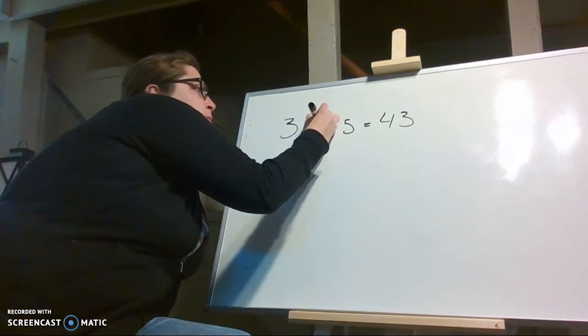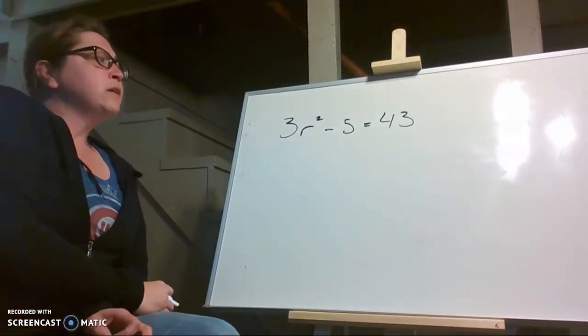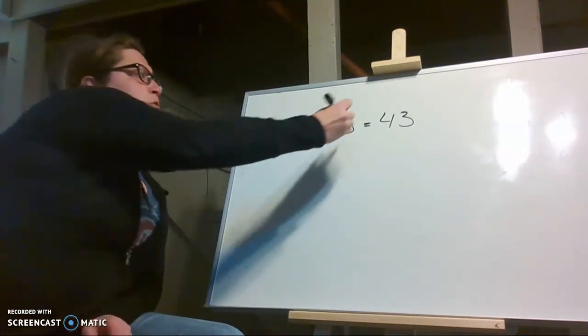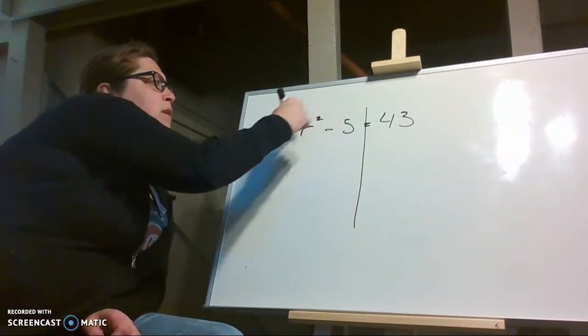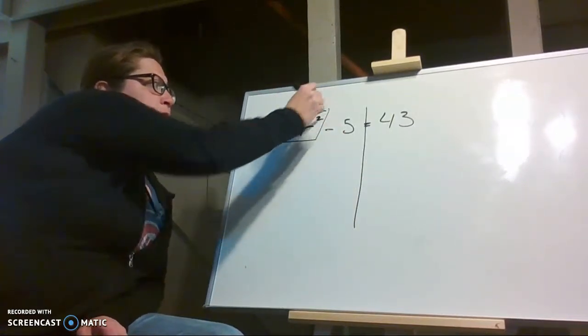Sorry, this should be r squared. Sorry, I keep forgetting to put my exponent of 2. Well, remember, just like normal, DCAM, right? Nothing to distribute. I don't see any like terms. But what I want to do is get this r squared by itself. We're going to keep anything that's attached to it until the end.